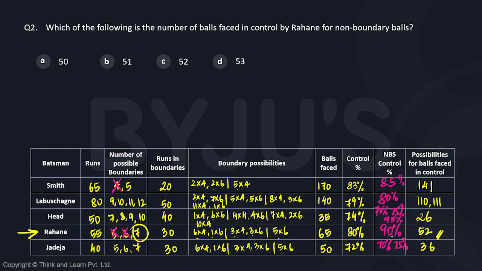So if you look at the NBS control percentages, this was 90%. And 90% means the entire 52 was non-boundary control percentages. As in, from these 52 balls that he has faced, none of the boundaries came from there. That's how we got 90%, if you remember. So the answer is going to be C, 52. All of these 52 balls that he has faced, they were in control and none of the boundaries were scored from it. So the answer is going to be C.